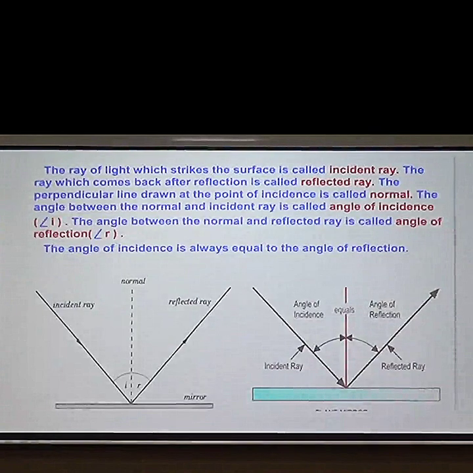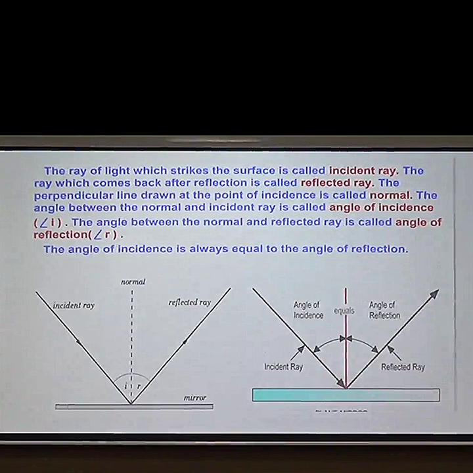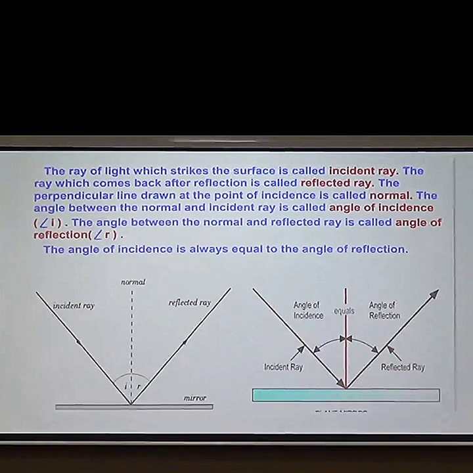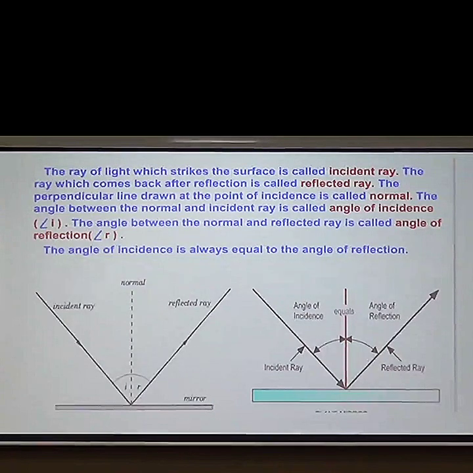Before proceeding further and studying the laws of reflection, first we need to understand what is incident ray, reflected ray, normal, angle of incidence and angle of reflection. The ray of light which strikes the surface is called the incident ray, and the ray which comes back after reflection is called the reflected ray. The imaginary line which we draw at 90 degrees to the plane mirror is known as the normal. The angle which the normal makes with the incident ray is called the incident angle, and the angle which the reflected ray makes with the normal is called the reflected angle.